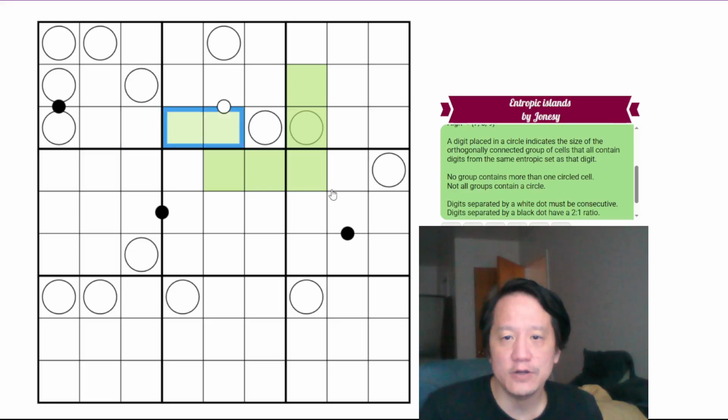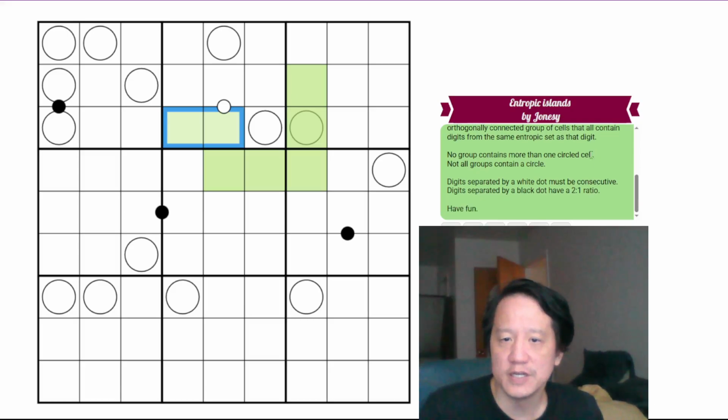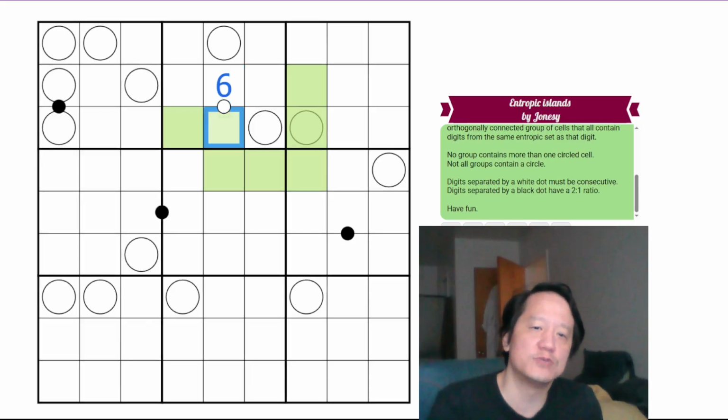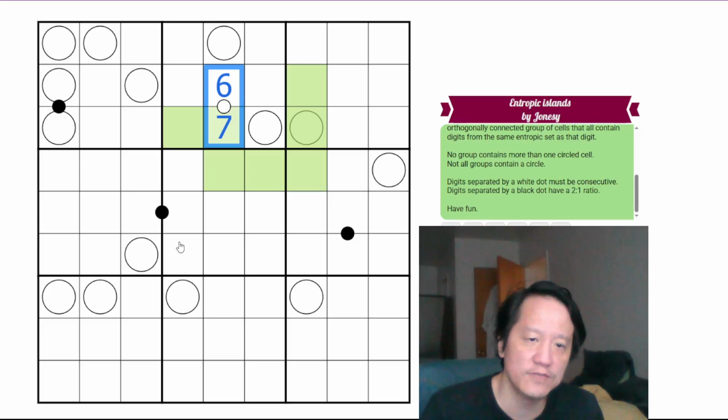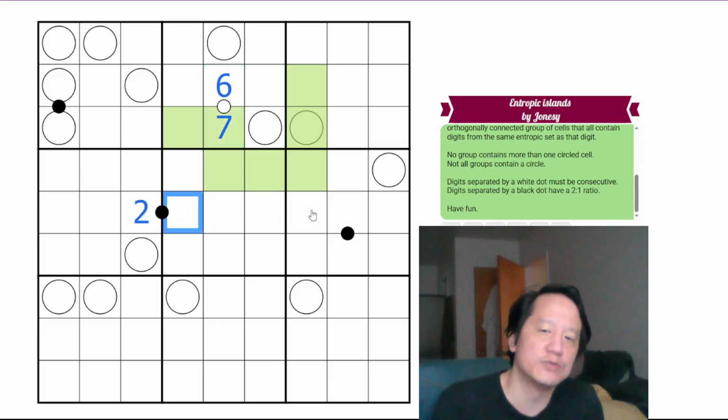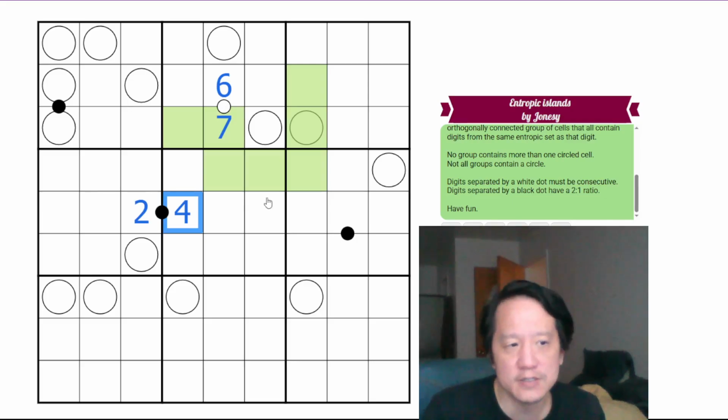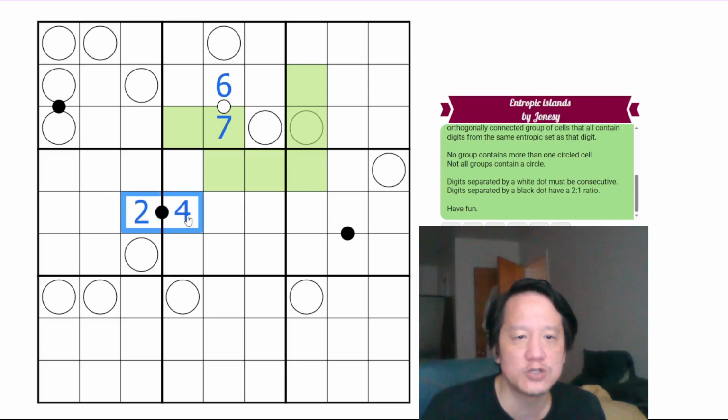And again, no group contains more than one circled cell. Not all groups contain a circle. Digits separated by a white dot must be consecutive, and digits separated by a black dot have a 2-to-1 ratio. So, for example, if this was a 6 here, this would have to be 5 or 7 to make sure that these digits are consecutive. If this were a 2 here, this would have to be 1 or 4 to maintain a 1-to-2 ratio because there's a black dot between them.